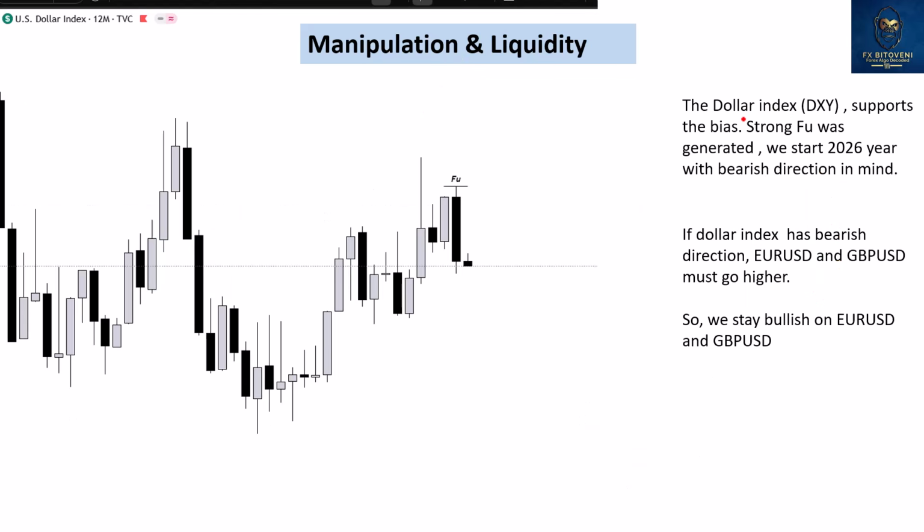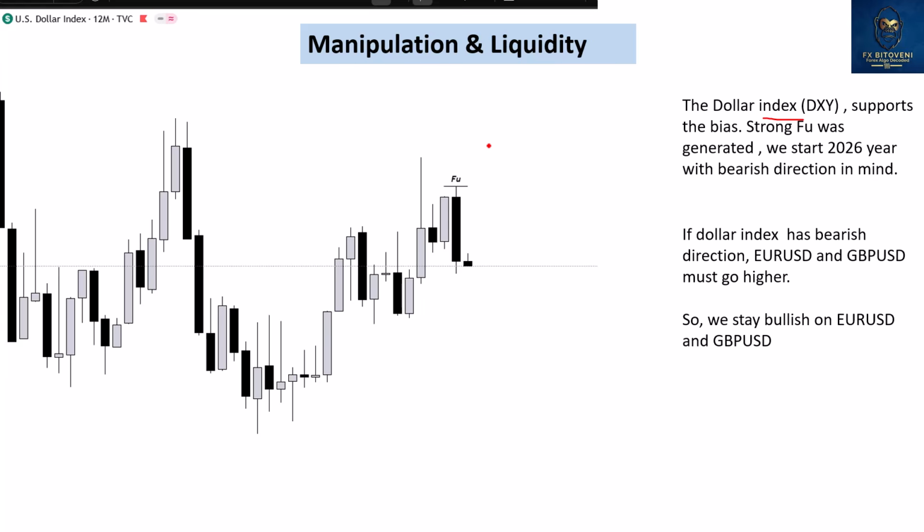Here, the dollar index, the DXY, supports the bias. A strong FU was generated. We start the 2026 year with a bearish direction in mind. If the dollar index has a bearish direction, EUR/USD and GBP/USD must go higher. So we stay bullish on EUR/USD and GBP/USD. Remember, the dollar index is the key when you are doing intermarket analysis.